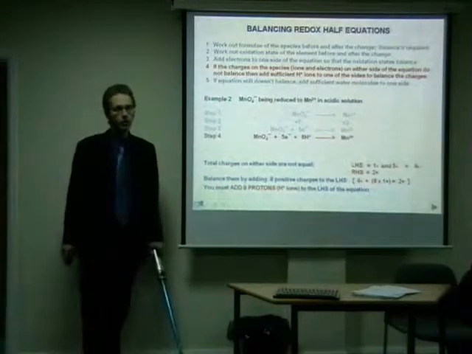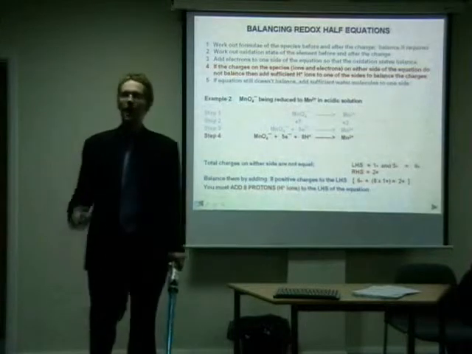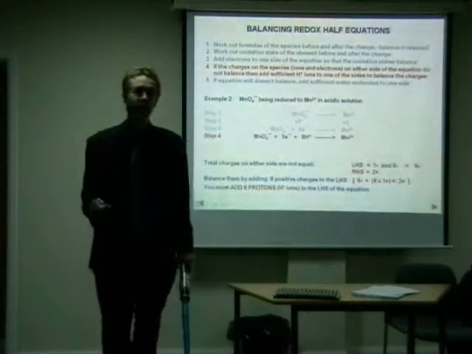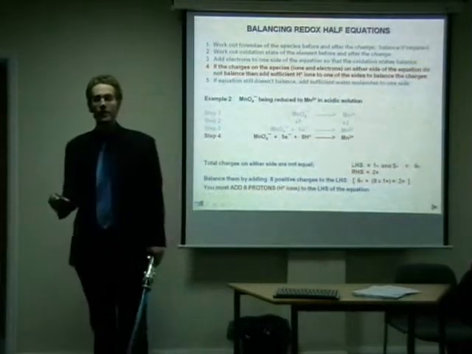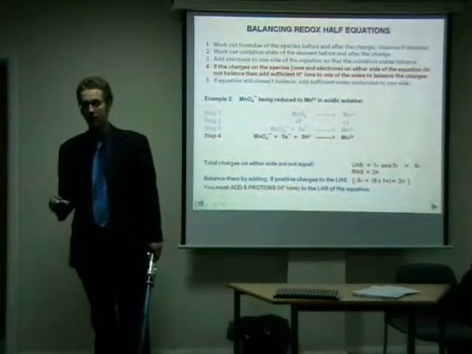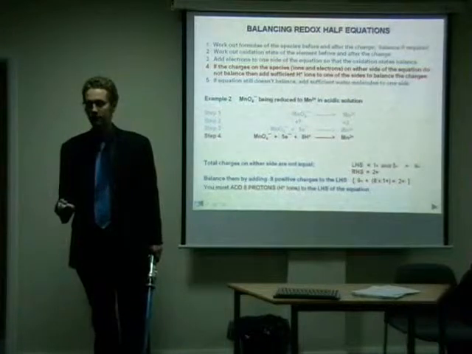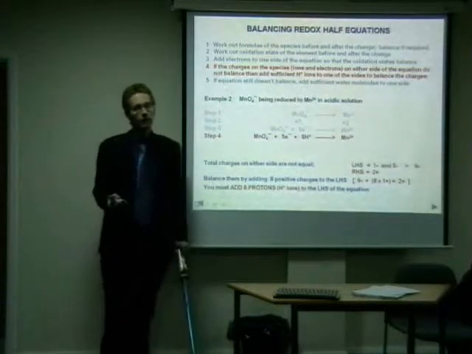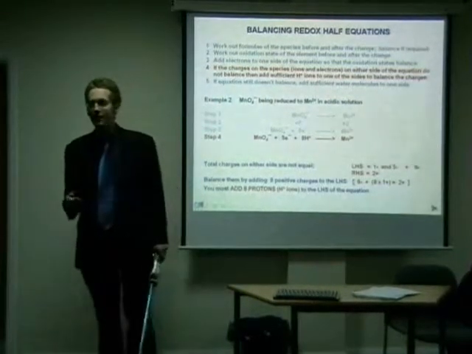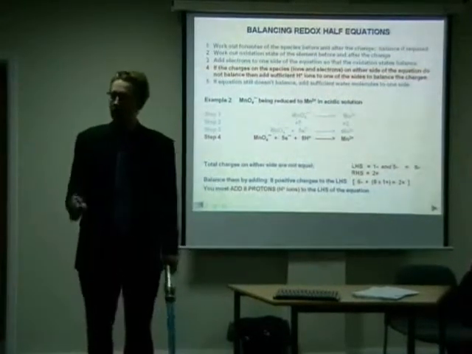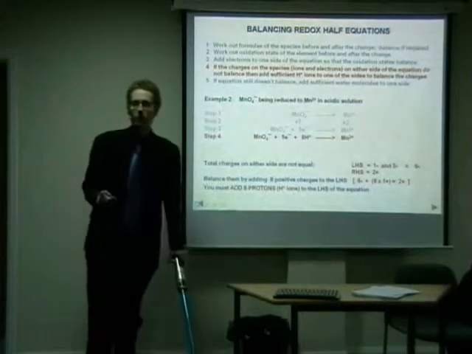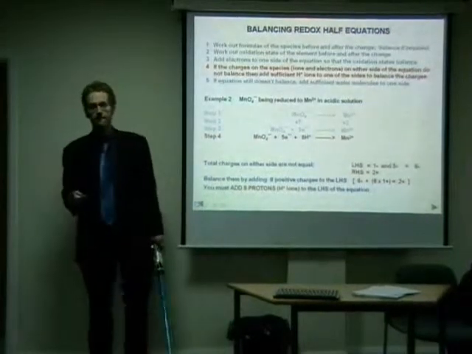Right. Rules for half equations. To balance a half equation, you can add H+, water, and electrons. Okay? Probably worth writing that one down. For a half equation, you can add H+, water, or electrons. Pause, please.